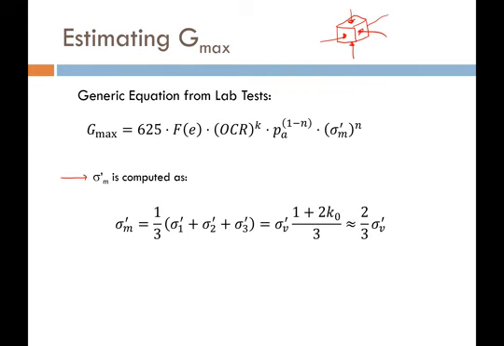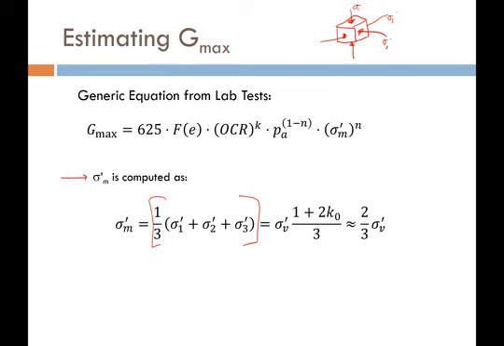The mean effective stress is trying to account for the fact that you've got stresses acting on all sides of your little soil element, or I should say a soil cube right now. We can compute the mean using this equation right here, where sigma 1 is the maximum, usually the vertical stress, sigma 2 is the intermediate stress, and sigma 3 is usually the minor stress.